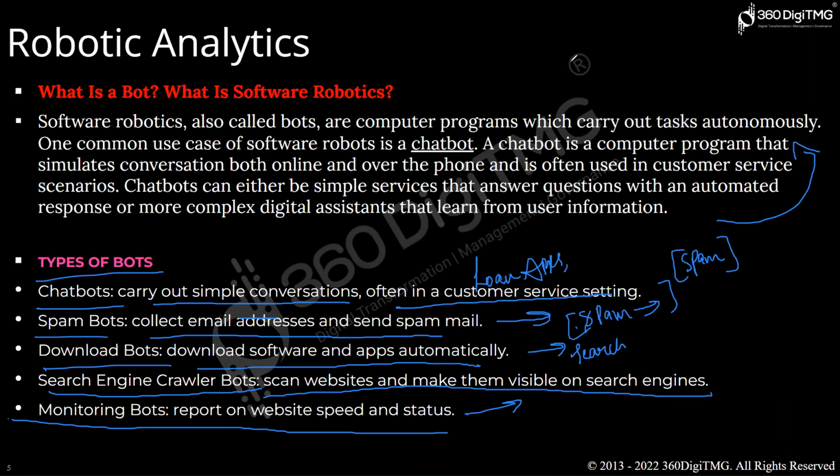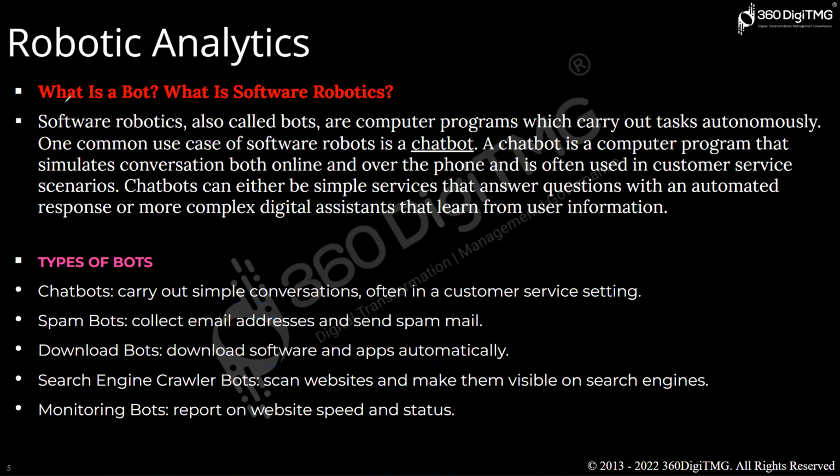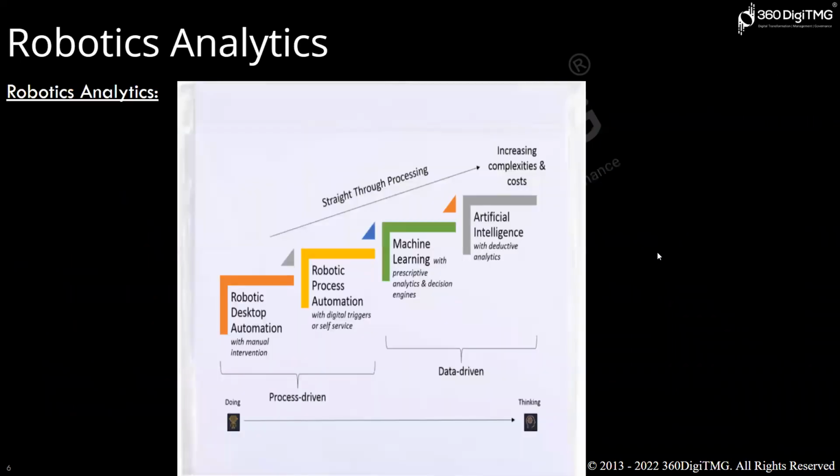This was all about bots and software robotics, guys. Let me recap it for you. Software robotics are computer programs which carry out tasks autonomously. It's not going to ask you any permission. As I said with mail, whether a mail is important or not, it's going to decide automatically. It's going to say this mail is not important and throw it into spam, which is done autonomously. I think it is clear what types of bots we have and what software robotics is. So let's move on, guys.